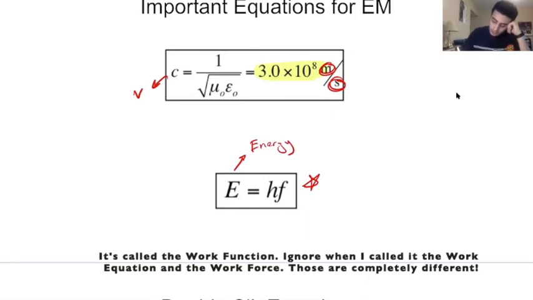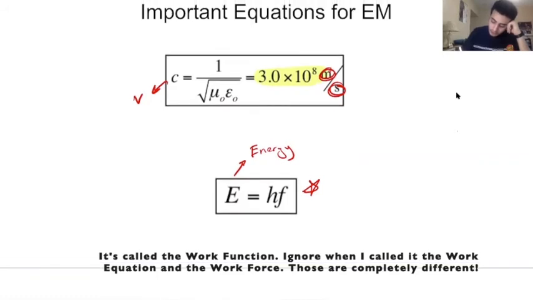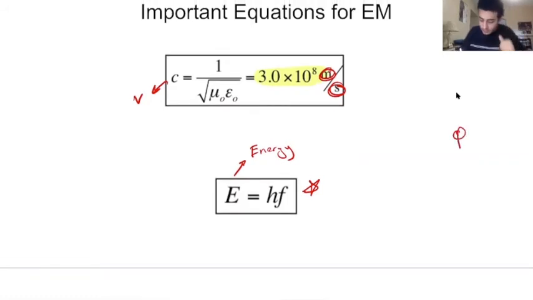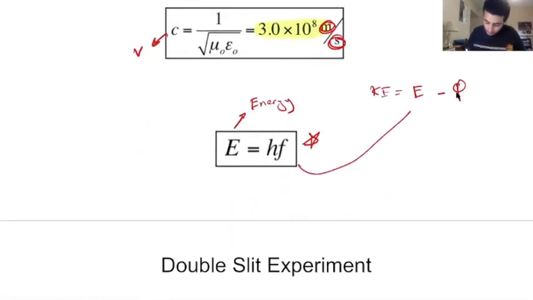I think it's the work equation. Yeah, the work equation. But the kinetic energy of a valence electron that comes off of a solid metal is going to be this energy minus the work function of the metal itself. So this is super important.